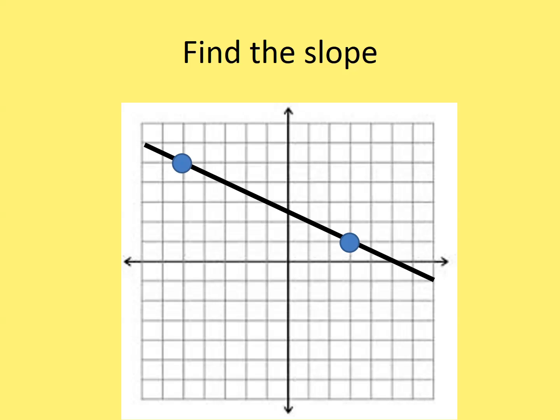For our last one, this slope is negative. I know it's negative because the line goes down as we move from left to right. So I'm going to find the ordered pair that goes with this point here. We go to the left 1, 2, 3, 4, 5. To the left 5 means negative 5 for the x value. And we go up 1, 2, 3, 4, 5. We went up 5, so that's positive 5.